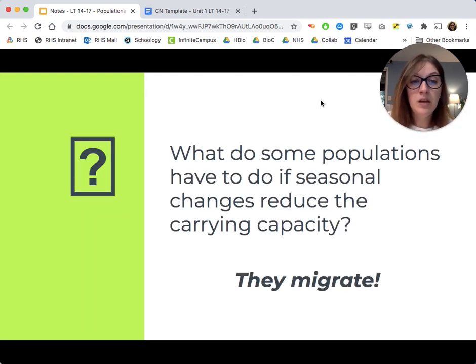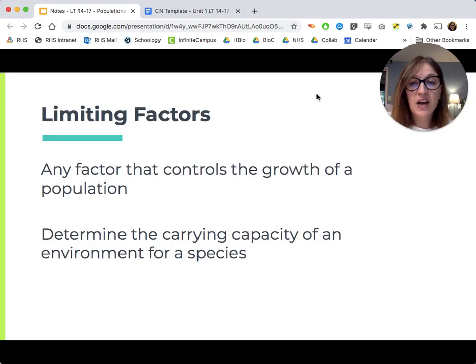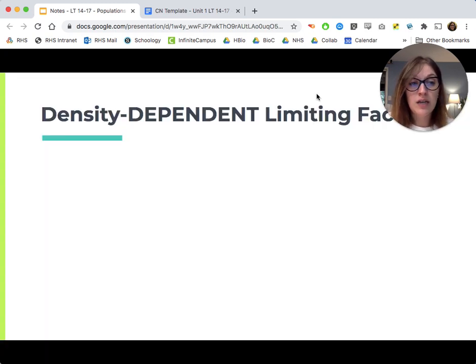All right. Let's talk about limits to growth. Let's talk more about these limiting factors. So limiting factors are any factor in an environment that controls and influences the growth of a population. Limiting factors determine the carrying capacity of an environment for a species. There are two types of limiting factors. So let's start by talking about density-dependent limiting factors.